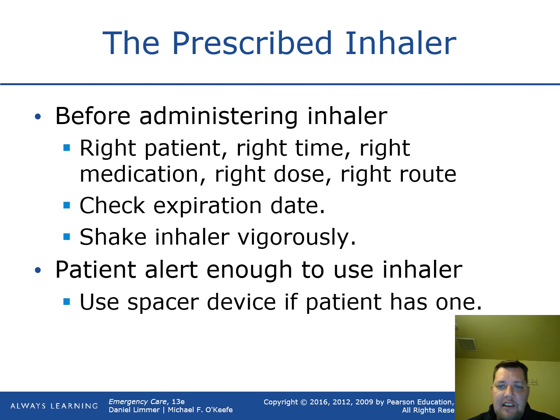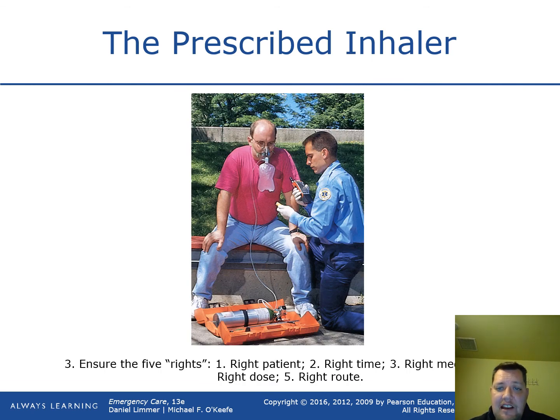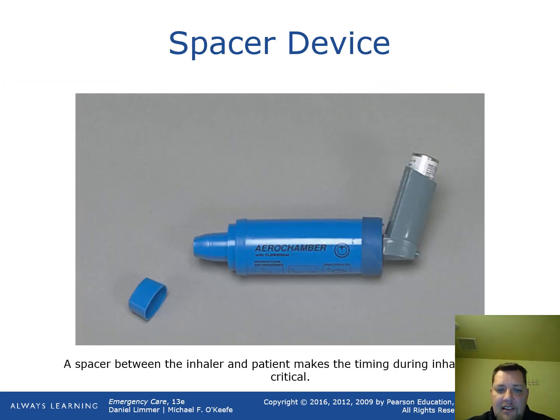So before administering the inhaler, we want to make sure that we have the 5 rights: right patient, right time, right medication, right dose, and right route. Check the expiration date, and then shake the inhaler vigorously. The patient has to be alert enough to use the inhaler, and use a spacer if the patient has one. What that spacer does is allow the medication to become a little bit more aerosolized, and allows for greater distribution of that medication in the lungs. Okay, so this is that spacer.